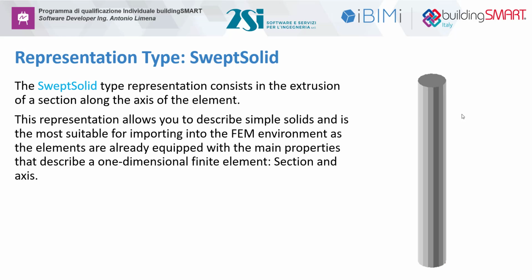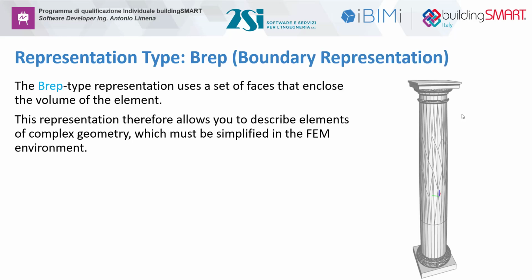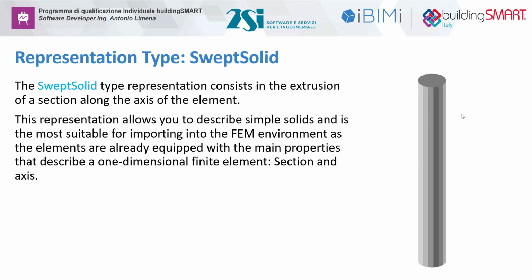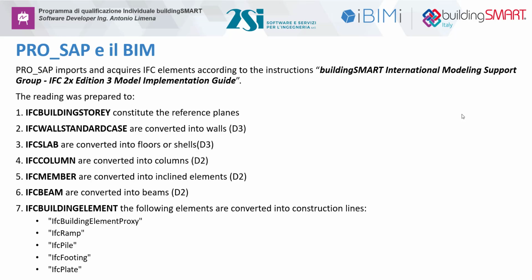So this is quite simple. I think you already understand this, but I want to be very sure that this is clear to everyone. We have a BIREP representation type used especially when we talk about architectural models, and that is very detailed. And we have a swept solid that is low detailed. But these minimum details are just the information that a FEM model needs. So axis and section for each element. Okay, we can go on and talk about what ProSAP does with this information.